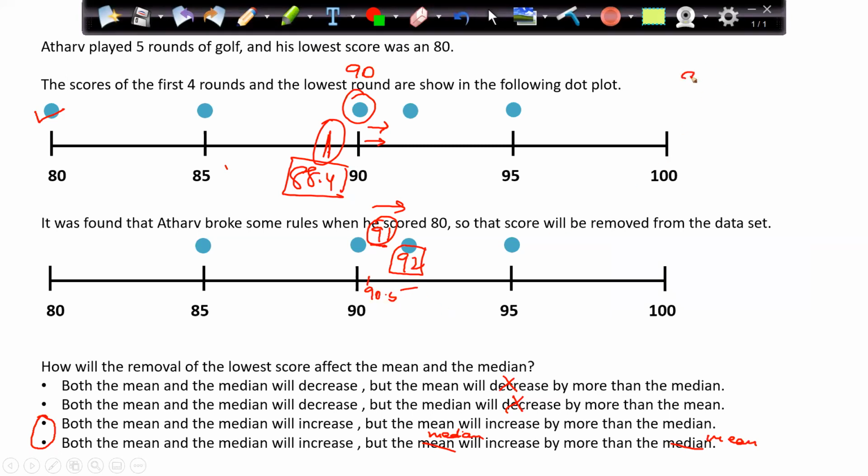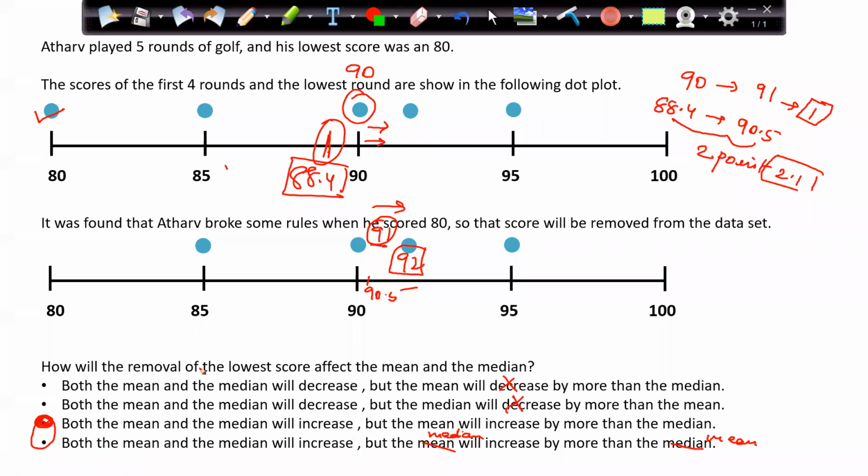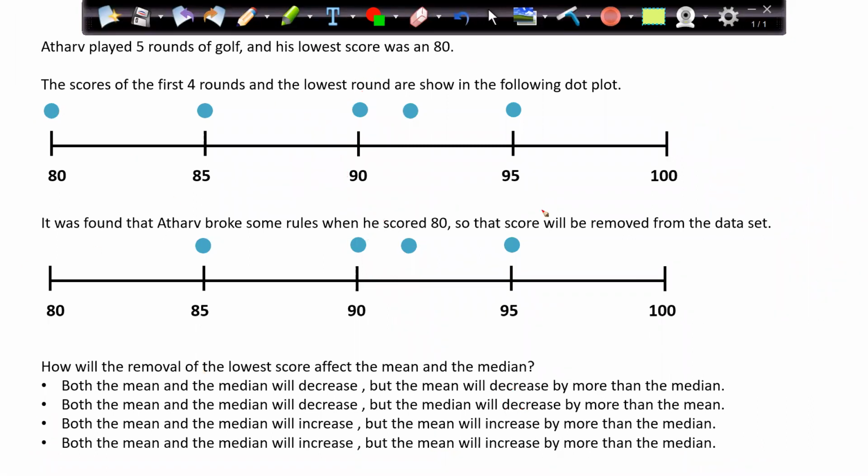Now my median was 90 and now it is 91. My mean was 88.4 and now it is 90.5. So it increased by 2 points, 2.1 points basically. Here the increment happened by 1 point. So if I see the options, both mean and median will increase, but mean will increase more than median, and that is the correct answer, right? Because mean increased more than the median. Median increased by 1 point, but mean increased by 2.1 points. So that is how you can solve this problem as well.